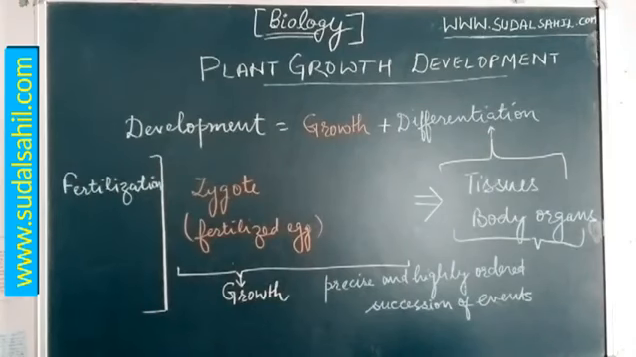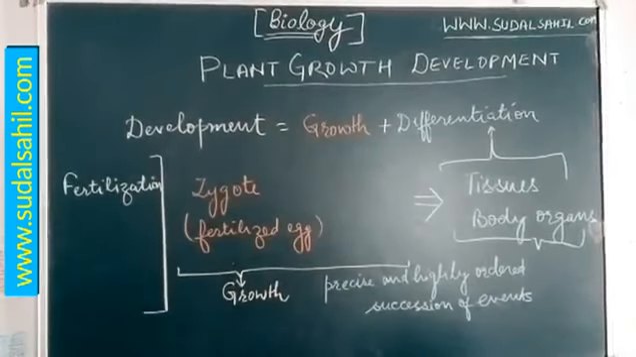So your cells get differentiated into tissues. That process of developing cells into different tissues, or you can say this is a division of labor between the cells. A group of cells is defined to do a particular job or a particular work. So there are different tissues, and these tissues make body organs. This process is called differentiation. So both growth and differentiation make the development.